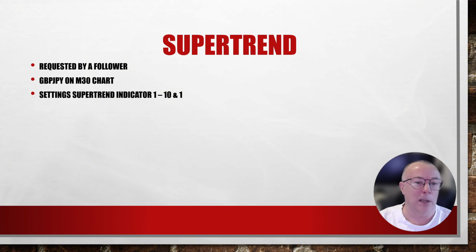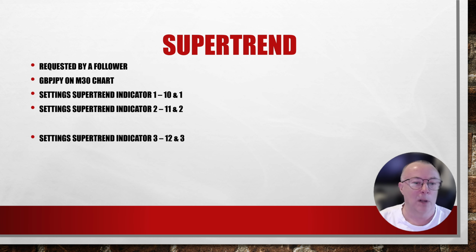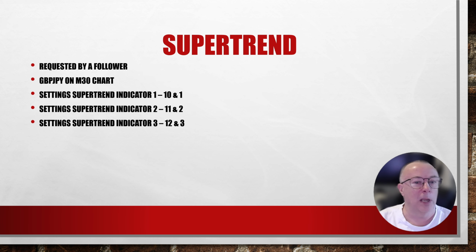The first one, the settings are 10 and 1. The second indicator is 11 and 2. The third one is 12 and 3, and I will show you these on the chart shortly as well. We're also using an EMA 200 as a trend filter so that we will only take long trades if the price is above the EMA 200, and we will only take short trades if the price is below the EMA 200.